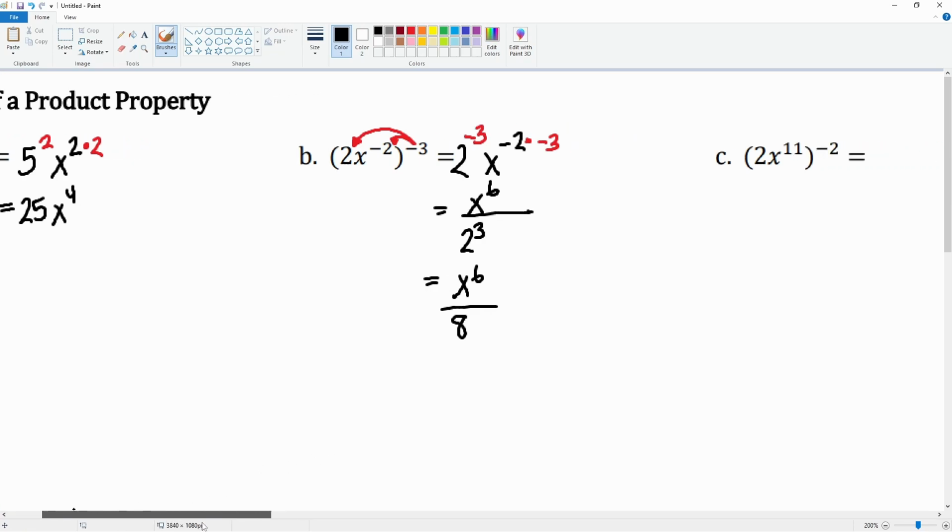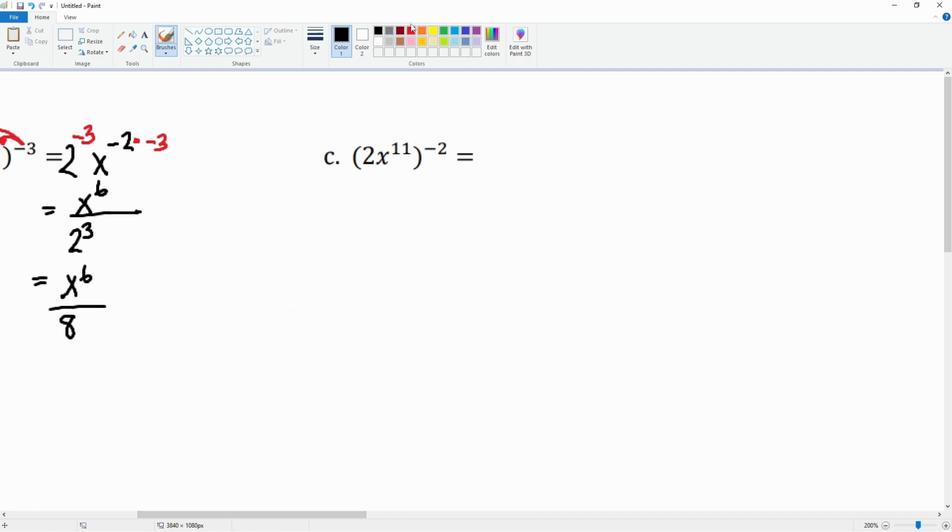Then we have C. Okay, let's distribute the exponent into the 2. So we have 2. The exponent here is negative 2. Then we have x to the 11. That negative 2 is going to be distributed there. So we're going to multiply that by negative 2.